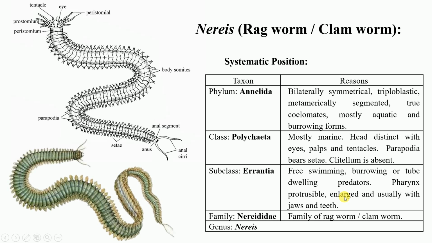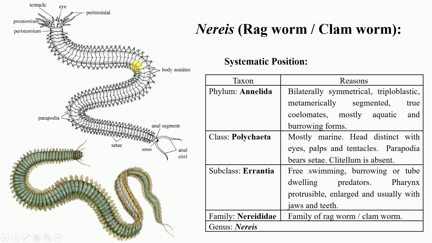Then the family of the Nereis is Nereididae. This Nereididae is a family of the ragworm, or commonly known as a clamworm. So this is the important classification of the Nereis, commonly known as the ragworm. Now salient features are actually not essential for this practical, because you are going to learn this practical for their systematic position. But let's see a few of the characteristics.